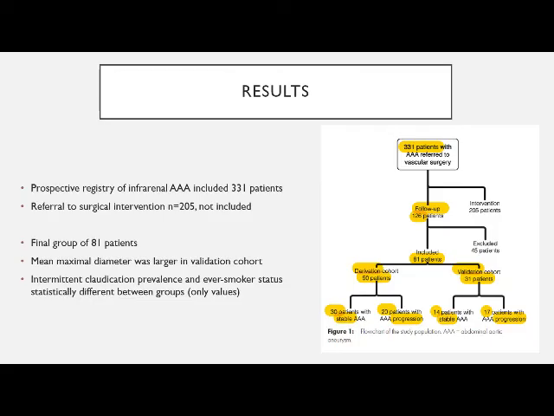So the results of the study show that these are the initial 331 patients included in a prospective registry of infrarenal abdominal aneurysms.